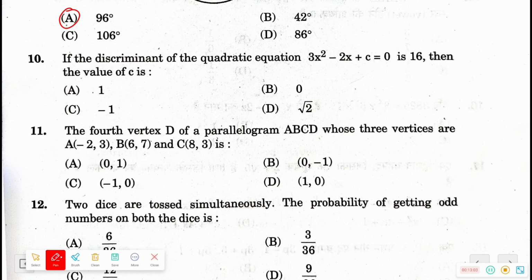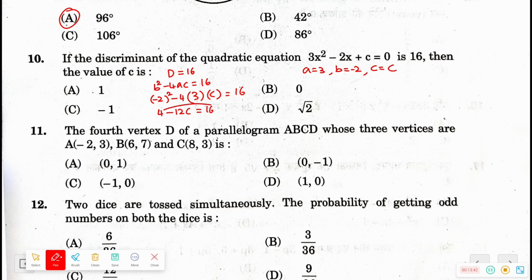Now coming to question number 10, it is related to discriminant. We know discriminant is given as 16. And we know a is equal to 3 here, b is equal to minus 2 and c is c itself. We have to find c only. What is the discriminant formula? B square minus 4ac is 16. In this b is minus 2, so minus 2 whole square minus 4 into a is 3 and c is c itself, 16. So this is what? 4 minus 12c is equal to 16.